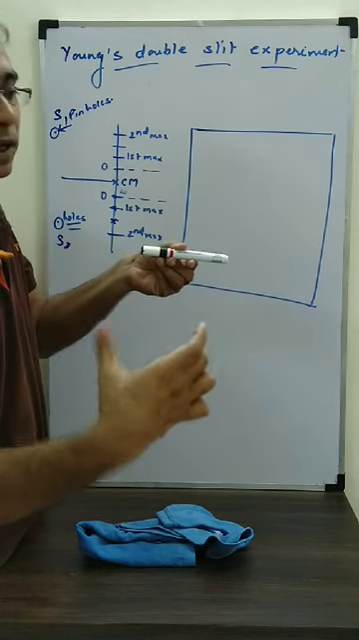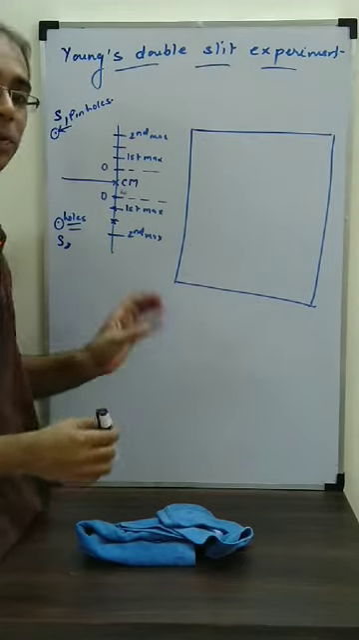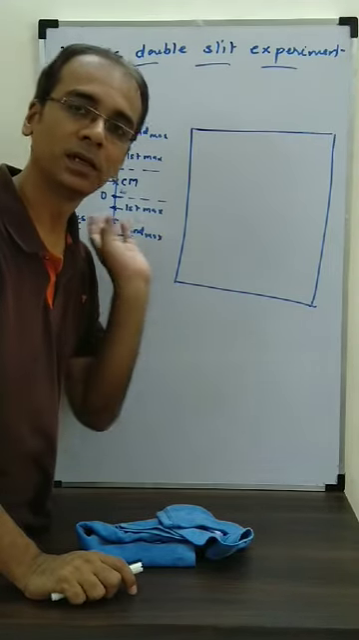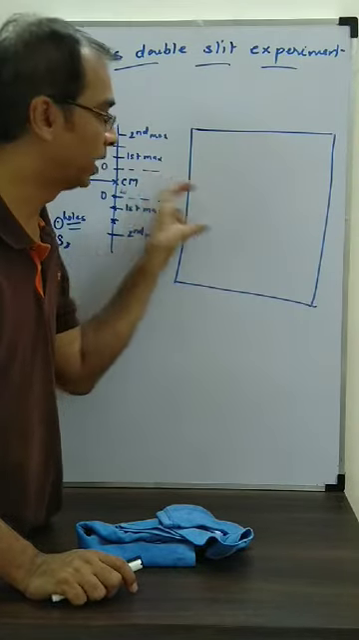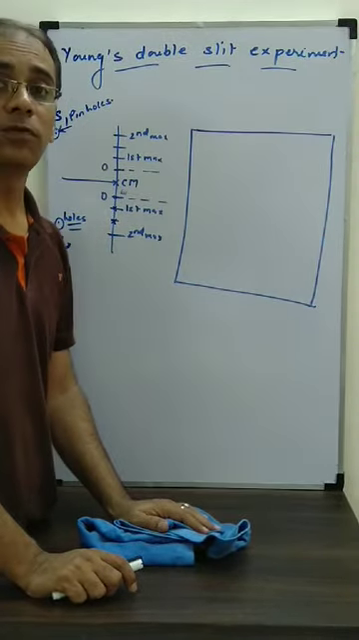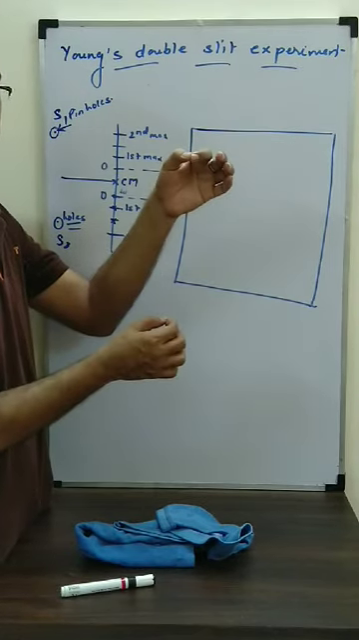So where are they interfering? They are interfering in this line on the screen also. That's why what was appearing in the before case? A line was appearing. A patch. A bright patch. Now if you are having pinholes, one hole is here, one hole is here, and there is a screen.